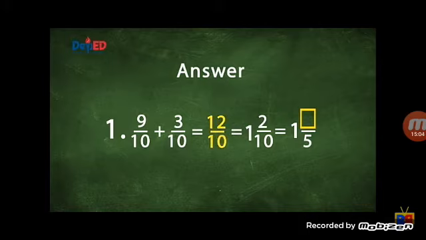Since the answer is an improper fraction, we need to change it to a mixed number. Divide the numerator by the denominator. 12 divided by 10 equals 2, remainder 2. So, 12/10 is equal to 1 and 2/10. But 2/10 is not yet in lowest terms. We need to change it to lowest terms by dividing by the greatest common factor, or GCF, of 2. 2/10 is equal to 1/5. Therefore, our final answer is 1 and 1/5. The missing number is 1.